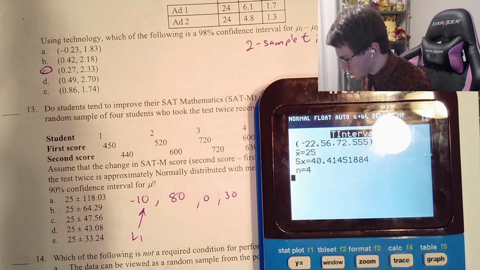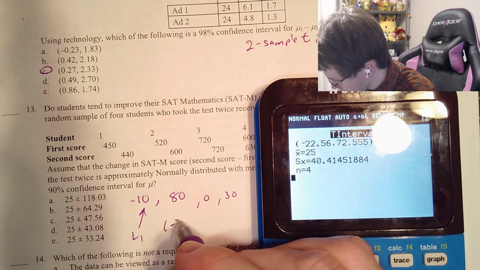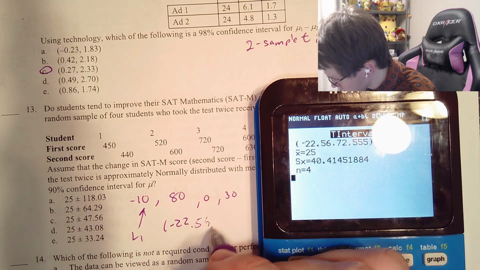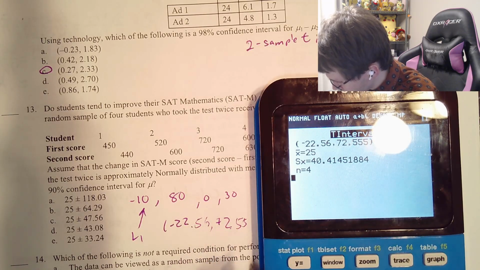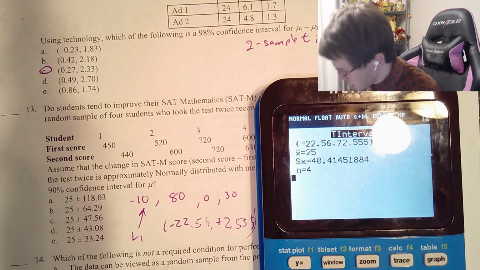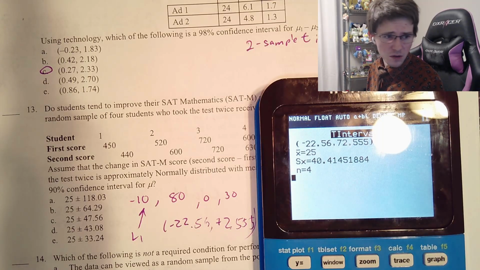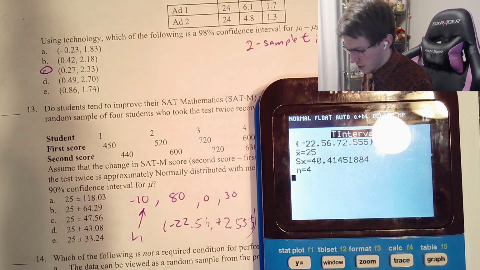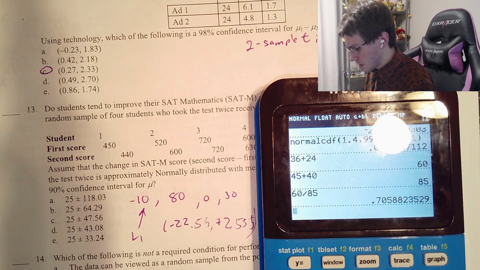Okay, so -22.56 to 72.555, but we do need to figure out the middle. So let's write these numbers down. Okay, you can't read my handwriting, totally fine. We're going to take those two numbers and figure out the middle. The middle is obviously 25, right? You can figure out the middle by adding them up and dividing by 2.